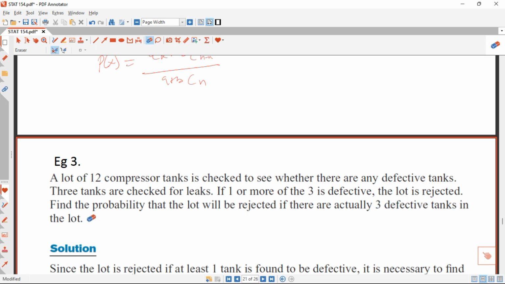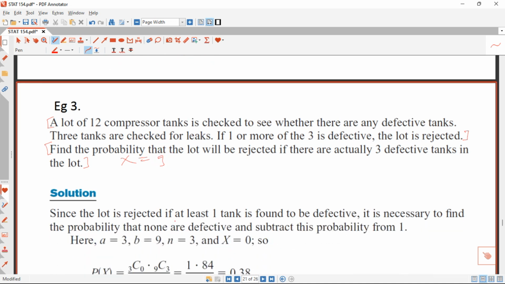Always I've told you that your x will be given in the question, right? So from here to here is just a preamble for you to know which distribution you are talking about, and to get your parameters down, and from here is the question. So always your x will be given inside the question. So here you can see that we have been asked to find the probability that the lot will be rejected if there are actually 3 defective tanks. So here our x will be given as what? 3, right?